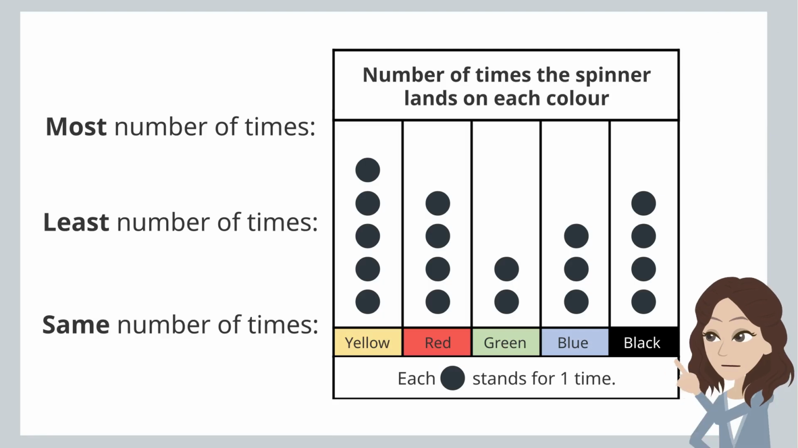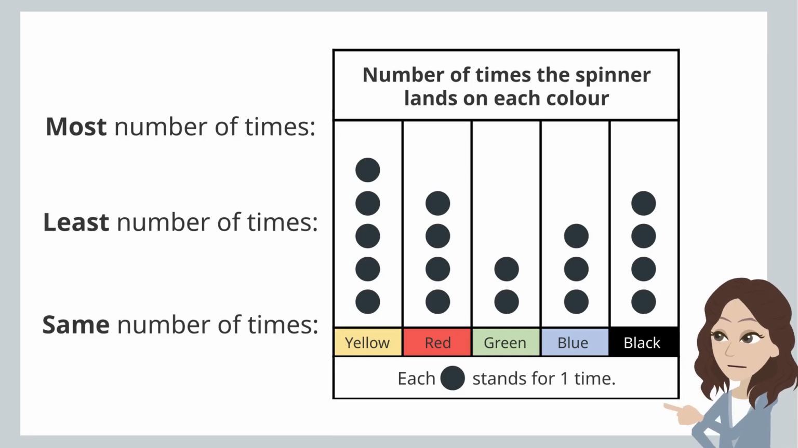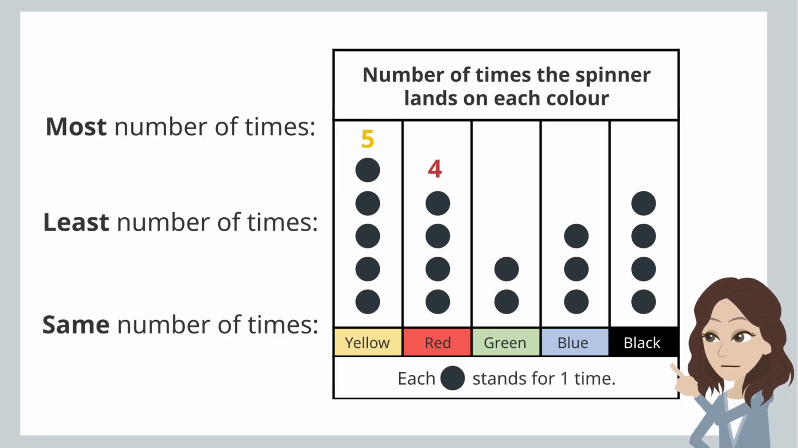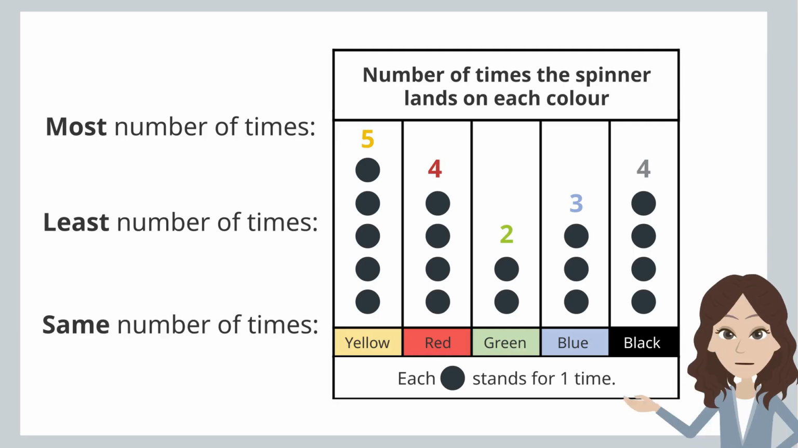Since each circle symbol represents one time that the spinner lands on each color, we can see from the pictogram that the spinner landed on yellow 5 times, red 4 times, green 2 times, blue 3 times, and black 4 times. Now, from the pictogram, we can see that the yellow column has the most number of circle symbols. So, the color that the spinner landed the most number of times on is yellow, which is 5 times.